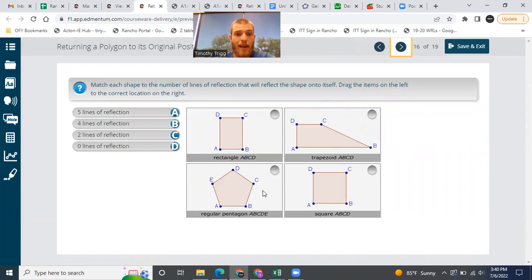All right, so let's determine how many lines of symmetry each of these shapes have. Well, one thing, I'm looking at the square, right? A square is a regular quadrilateral. So 4 angles and 4 sides, all the same, 4 congruent angles, 4 congruent sides. So it'll have 4 lines of symmetry, or in other words, 4 lines of reflection. The regular pentagon is going to have 5. Easy peasy.